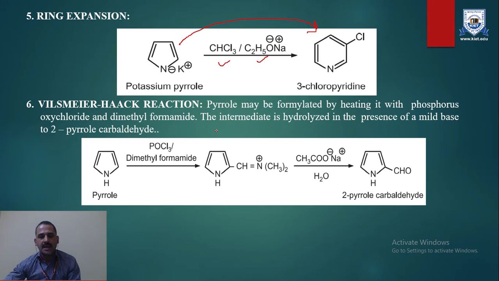Vilsmeier-Haack reaction, again a name reaction of pyrrole, where the pyrrole may be formylated by heating it with phosphorus oxychloride and dimethylformamide. The intermediate is finally hydrolyzed. You can see here, in the presence of a mild base, that is sodium acetate, it will yield the product 2-pyrrole carbaldehyde.